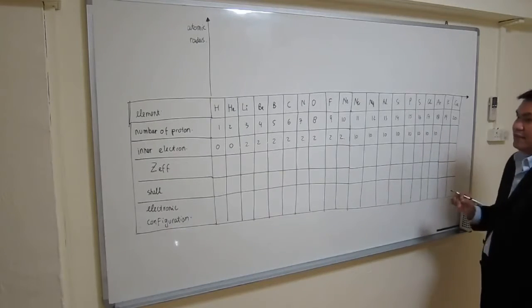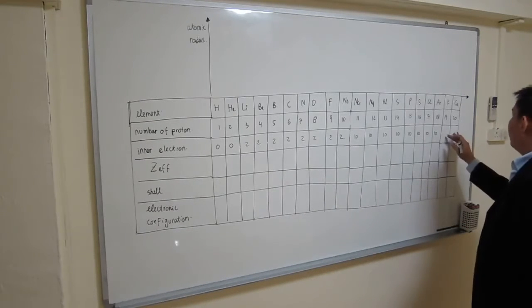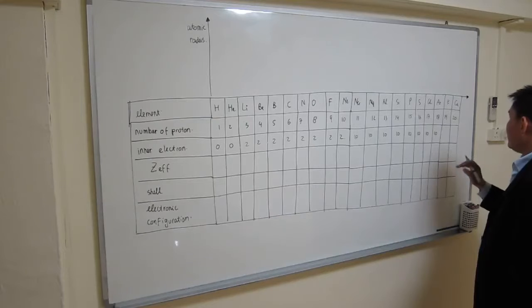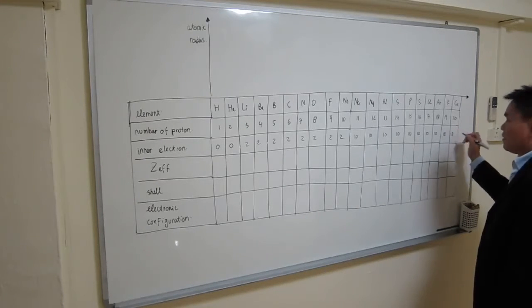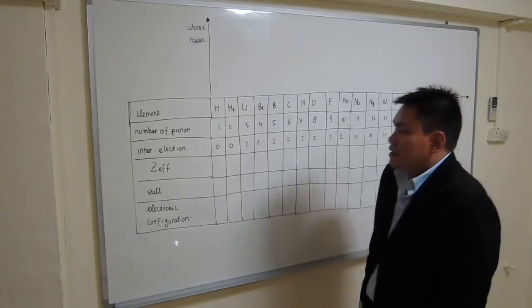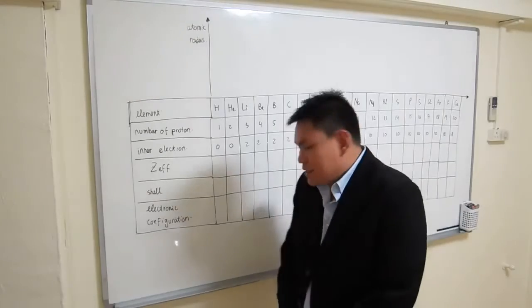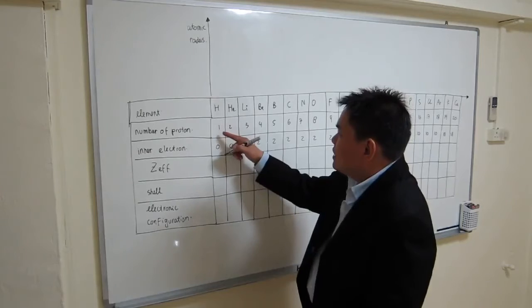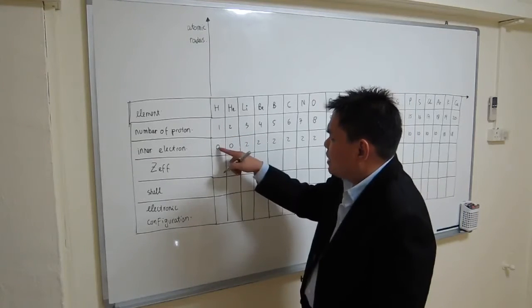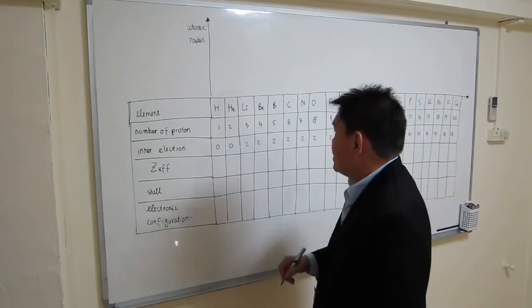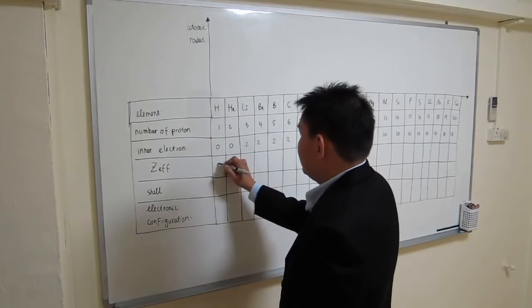Potassium and calcium are in the fourth period, so there will be 18 electrons on the inside. Effective nuclear charge is very easy for us to calculate. We just subtract the number of inner electrons from the number of protons. So it's easy for us to do.